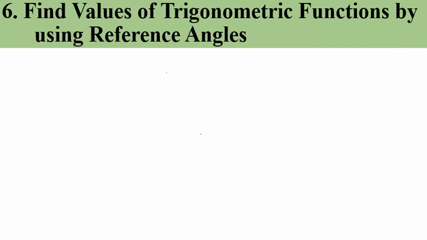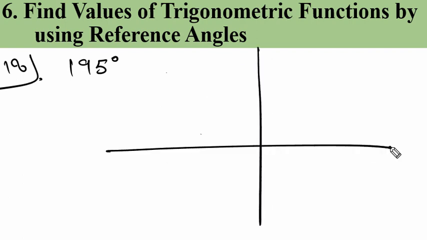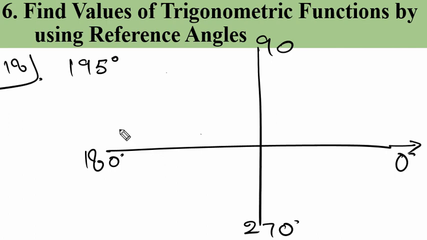Now let me quickly solve some questions. Question number 18: 195 degrees. If I had started directly you might get confused and not understand the topic, so I thought let's explain the topic first. So 195 degrees, where will it be? This is 0, 90, 180 and 270. This will be in quadrant 3, right? And 195 degrees will be here.